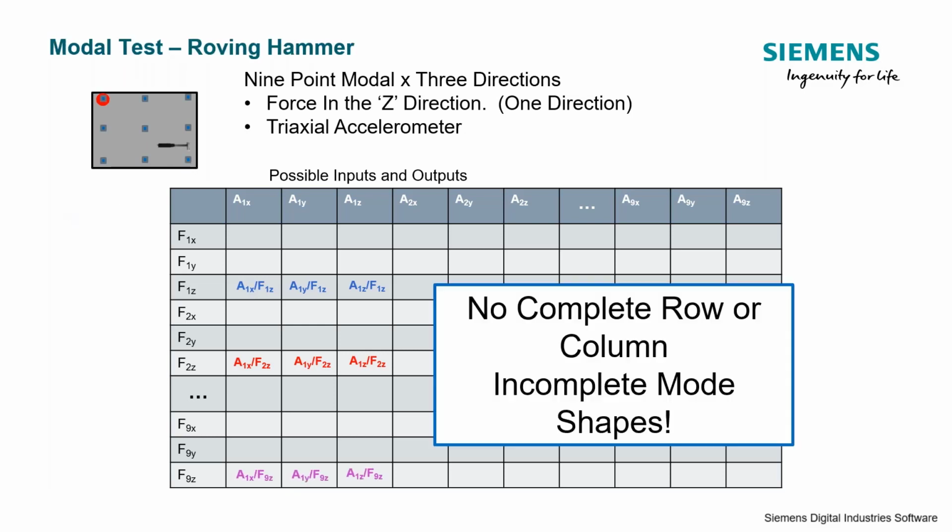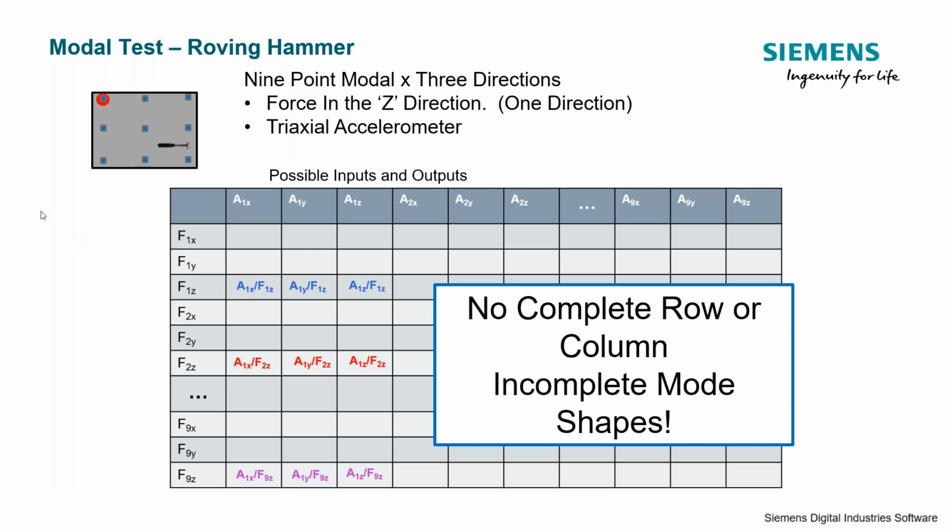And I don't have a complete row or complete column in my table here, so I cannot calculate the complete mode shapes of my structure. I can only calculate the mode shapes in the Z direction, which for some tests might be enough. You might run a modal test with the intention of only measuring mode shapes in a specific direction, because from prior experience, you know those are the important mode shapes to determine.